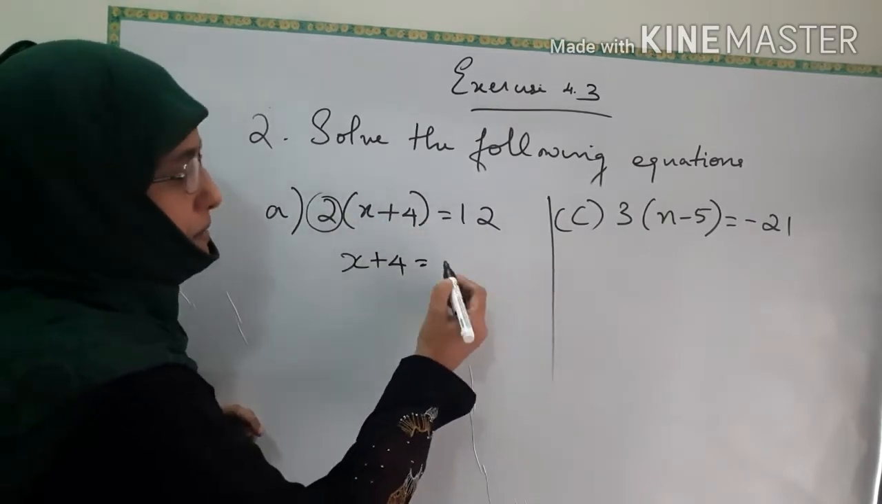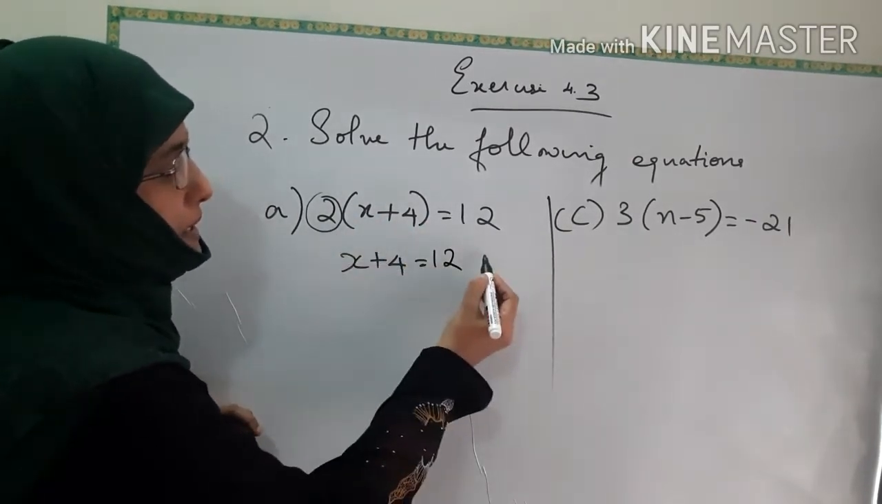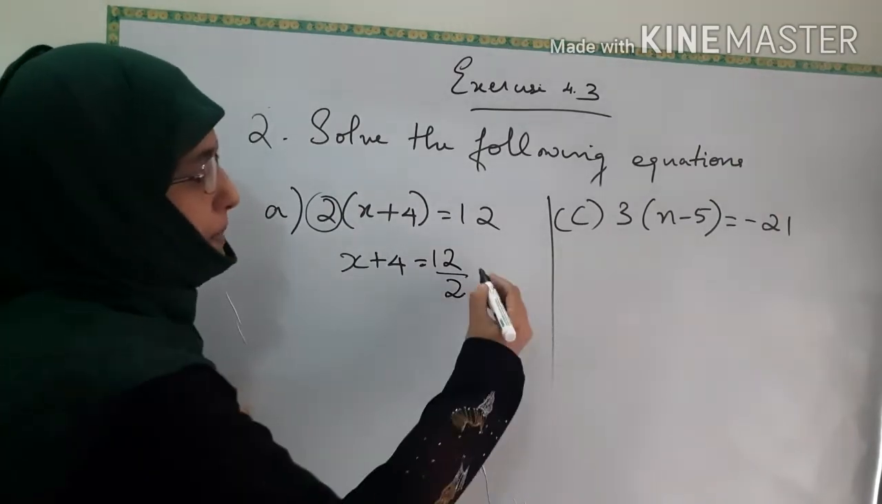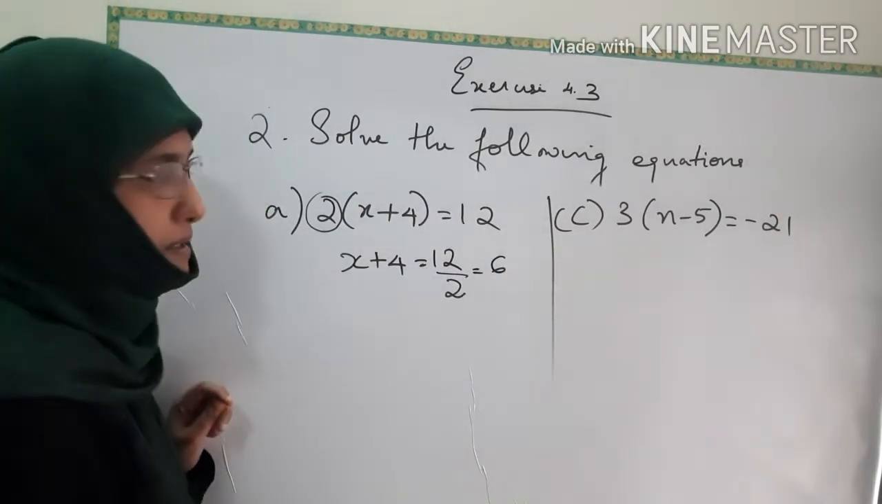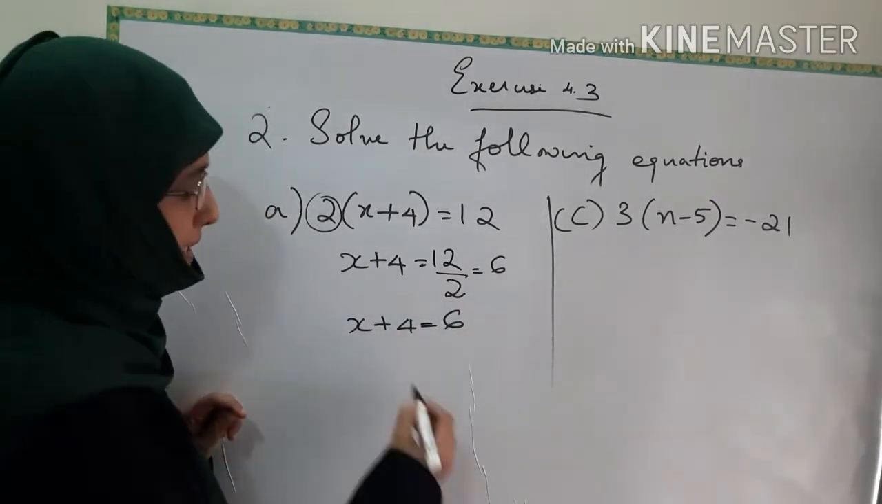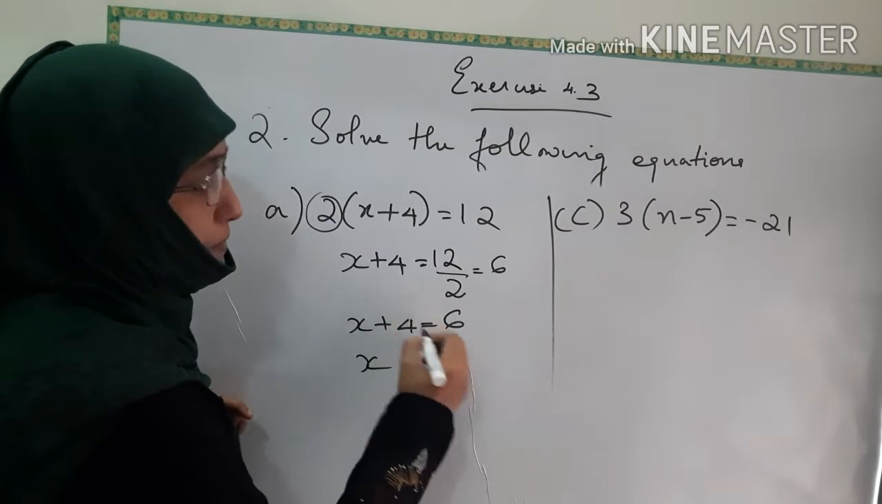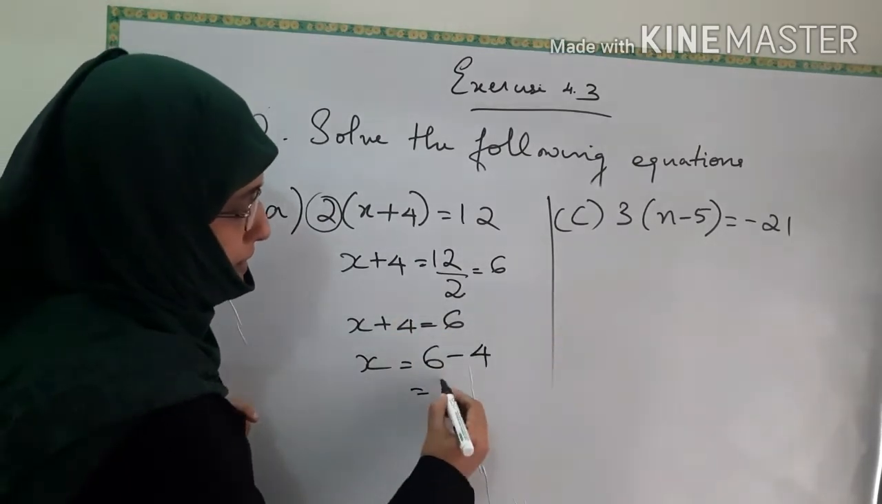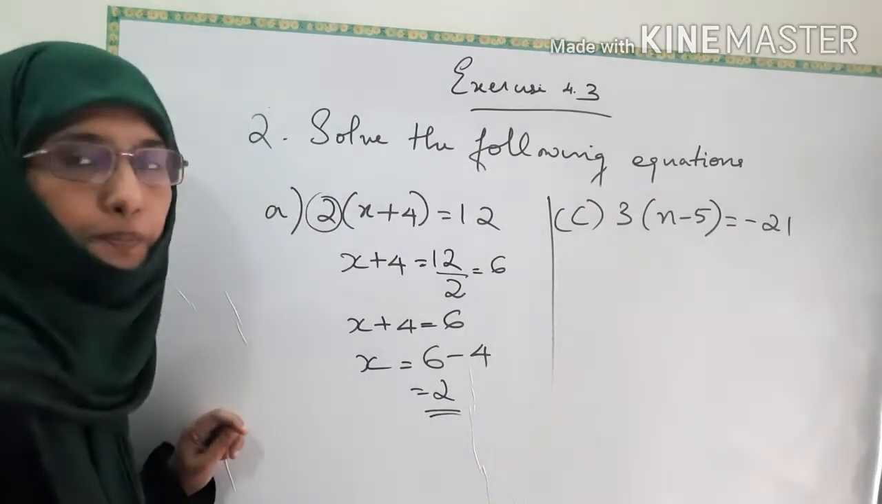2 goes to the other side now. 12 is already there. When 2 goes here, what happens? It is into here, so it becomes division. So 12 by 2, you know, it is 6. Now you got x plus 4 equal to 6. Then next you have to take plus 4 to the other side, and it becomes minus 4. So that is 6 minus 4, it is 2.